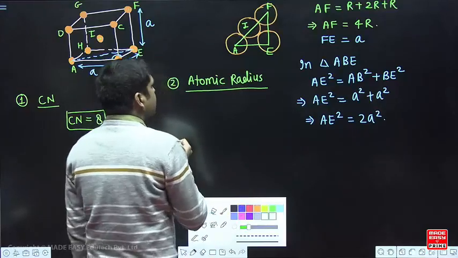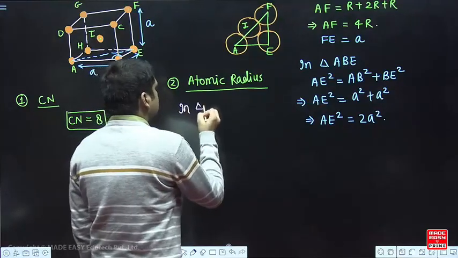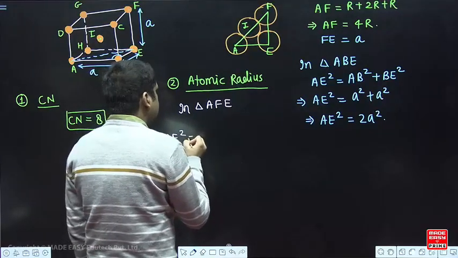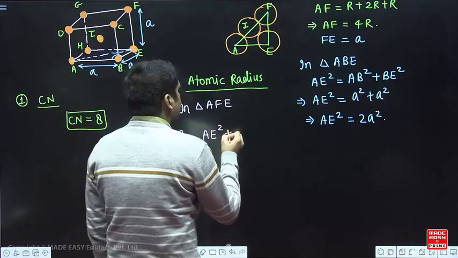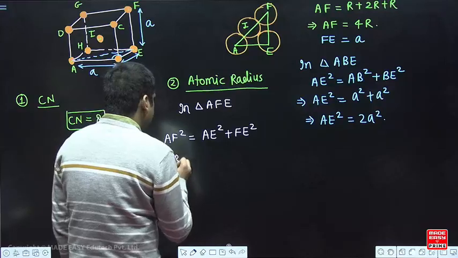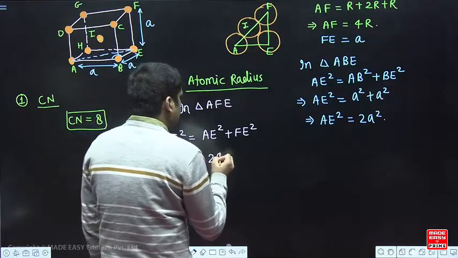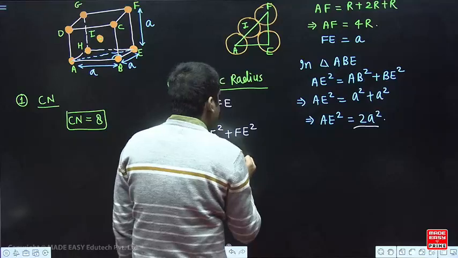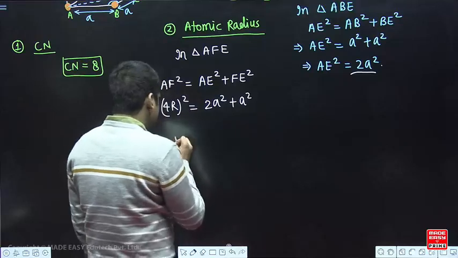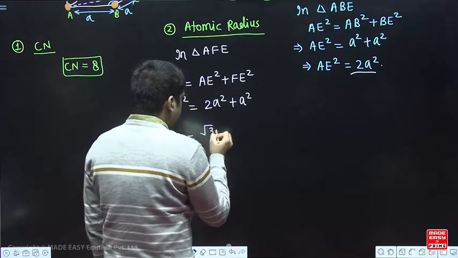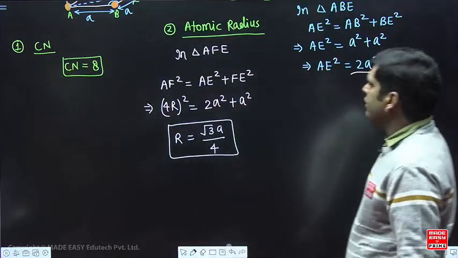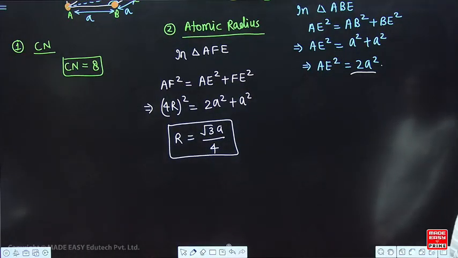Let's consider this triangle. In triangle AFE, AF square is equal to AE square plus FE square. AF square, that is 4R square, is equal to 2A square plus A square. So from this we can calculate R is equal to root 3 A by 4. This is the relationship between atomic radius and lattice parameter for BCC.